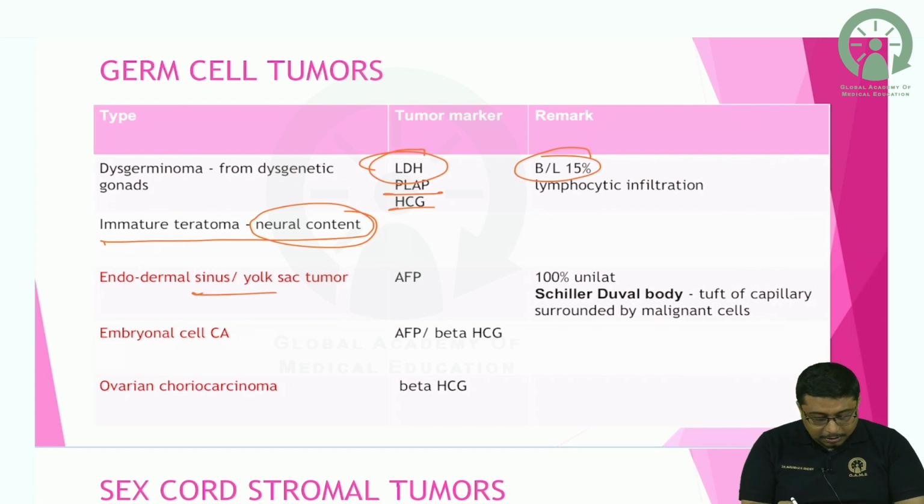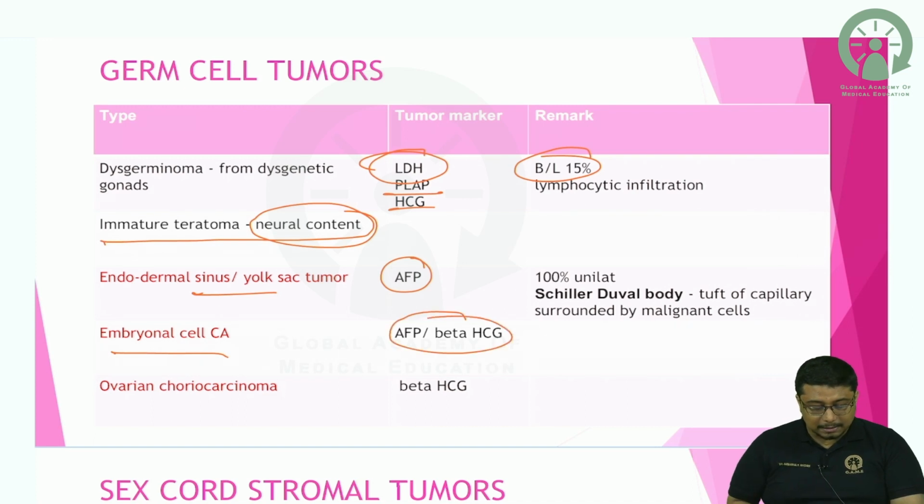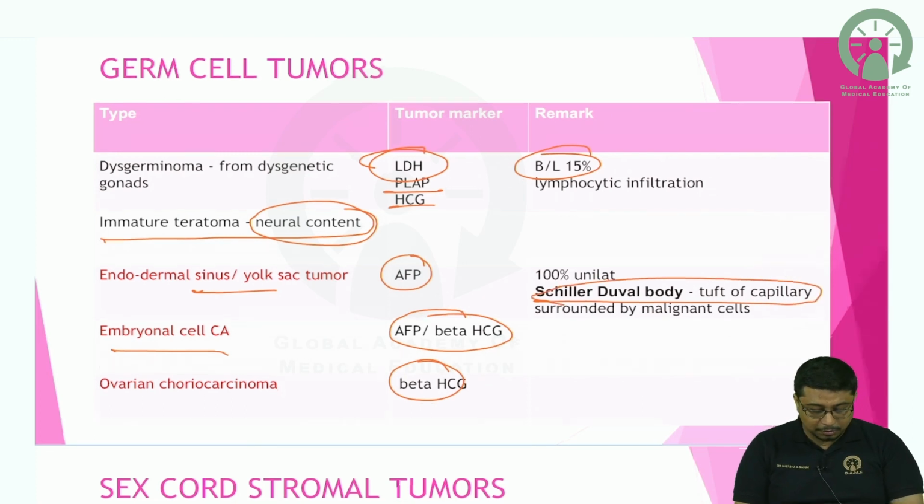Then there is endodermal sinus tumor or yolk sac tumor. The marker is alpha fetoprotein. Embryonal cell cancer, marker is both alpha fetoprotein and HCG. And ovarian choriocarcinoma, where the marker is beta HCG. Now remember the Schiller-Duval body, which is associated with yolk sac tumor.